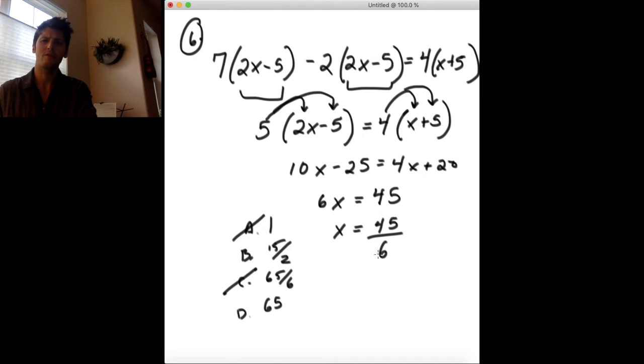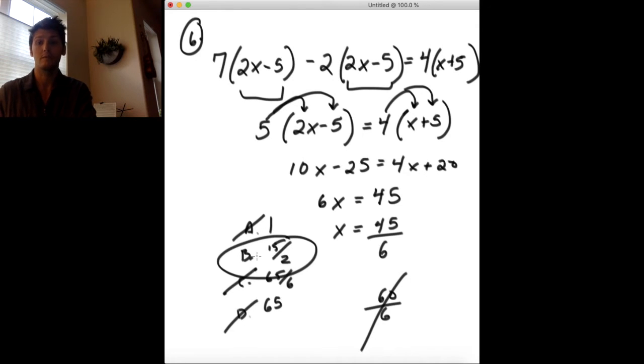And then 45 over 6, you could estimate and say, well, that's less than 10, because 60 over 6 would be 10, and 45 over 6 is even smaller. So it's definitely not a big number like 65, so I'm done. Of course, you could reduce it by dividing the top and bottom by 3, right? And then you would get 15 over 2.